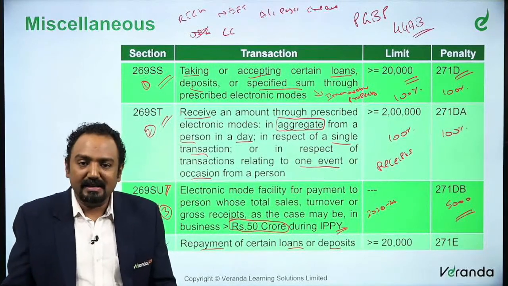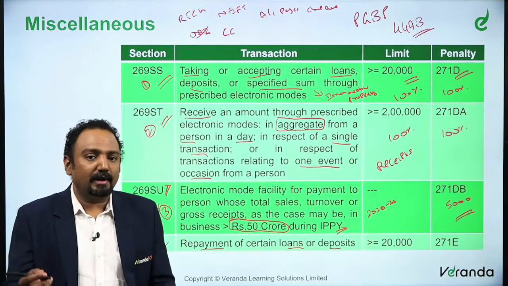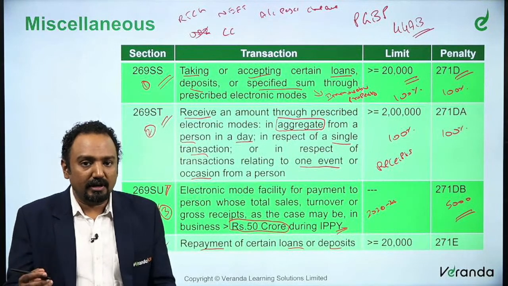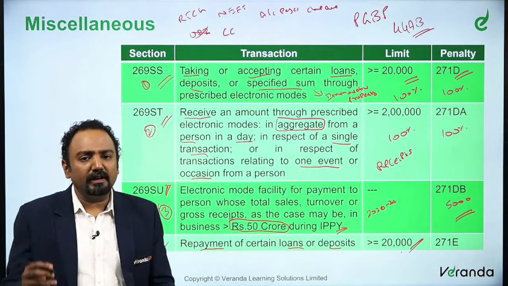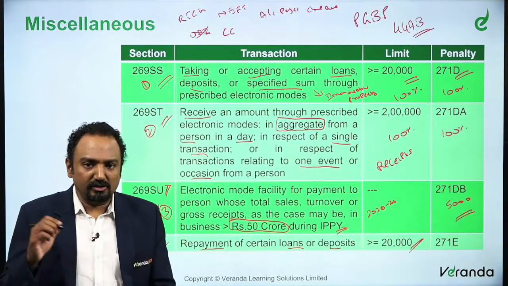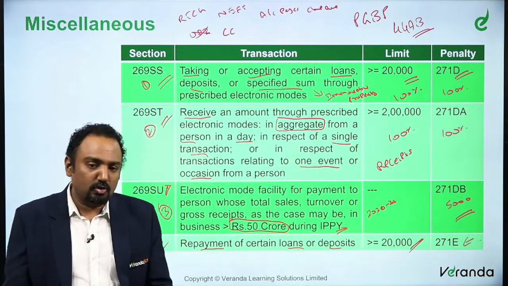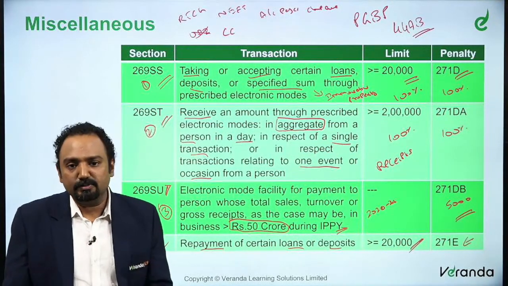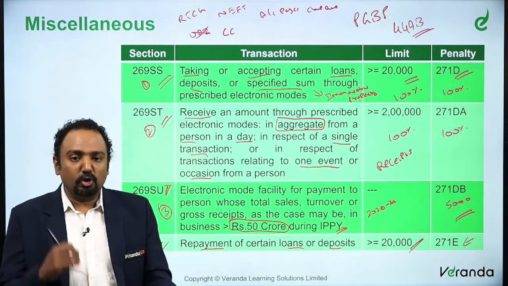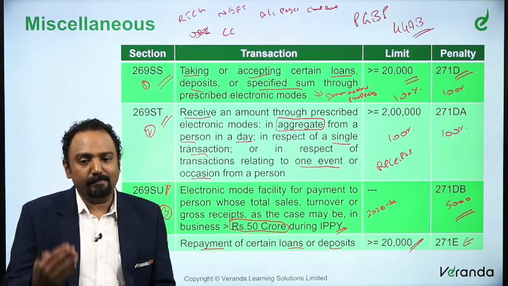So, whatever is being repaid should be through prescribed electronic modes, provided the amount is more than 20,000. For this also there is a penalty section which is covered under 271E. The whole of the amount repaid can be levied as penalty, that is 100%. So, 269T is about repayment.